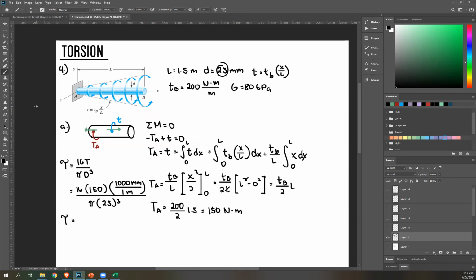Okay. So it's 48.89. And then since our units are all in Newton millimeter, the stress is in MPa. Okay, so that's for part 1.